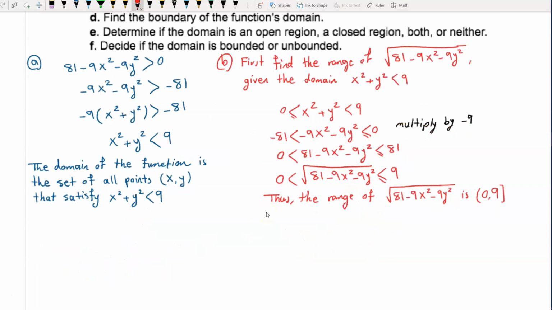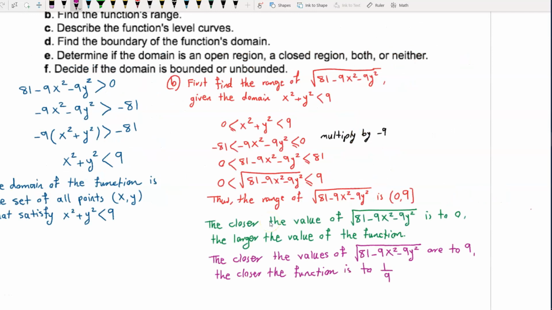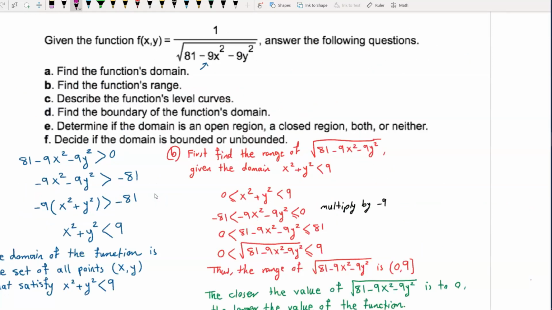So the range of the square root of 81 minus 9x squared minus 9y squared is 0, 9, and here we had 0 less than, and on this part we have less than or equal to. So here we have parenthesis 0, 9, close bracket. So based on what we have for the range of the square root of 81 minus 9x squared minus 9y squared, this one was in the denominator. We can find what the range is for our function.